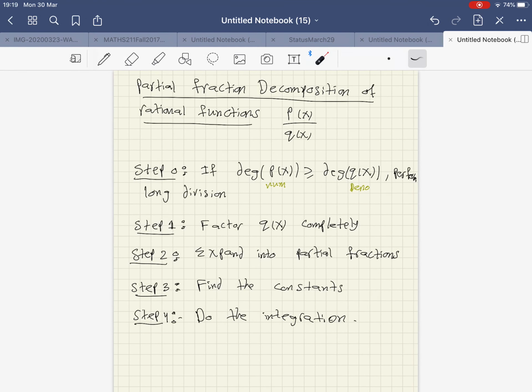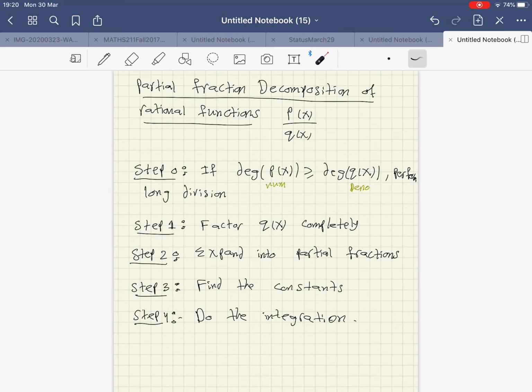Let me remind you of the steps of the partial fraction decomposition. We said there is a step 0. Sometimes we need it, sometimes we don't need it. It depends on the degree. If the degree of the numerator is the same or larger than the degree of the denominator, then we need to do something which we call long division. It's something you have seen before. We will just remind you of it at the end of this video.